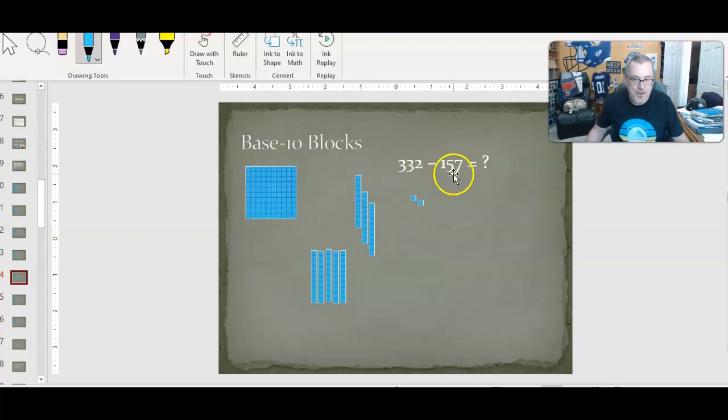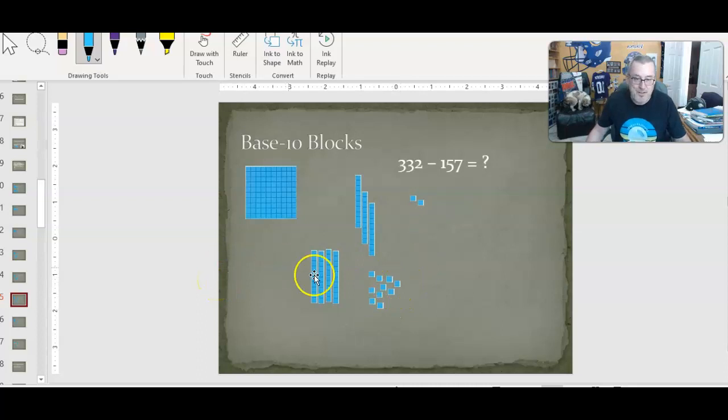And finally, so I took away the 100. I took away the 50. Now I have to take away 7. I have to take away 7 single cubes. And I don't have 7, I only have 2. So once again, students would have this strategy of grabbing one of their tens and breaking it apart into 10 ones. Let me do that again. Make sure you saw it. I took a 10 and I broke it up into 10 ones. So it's still the same quantity, but now I can take away 7.